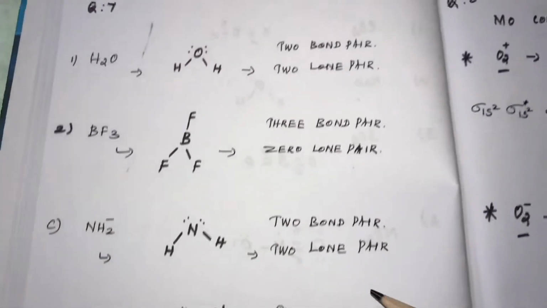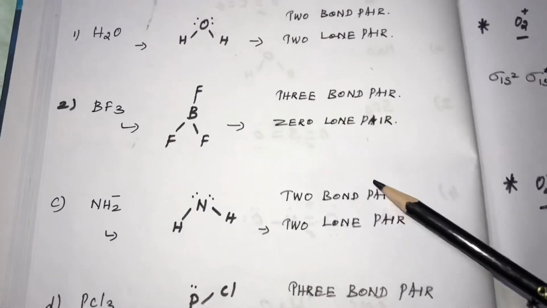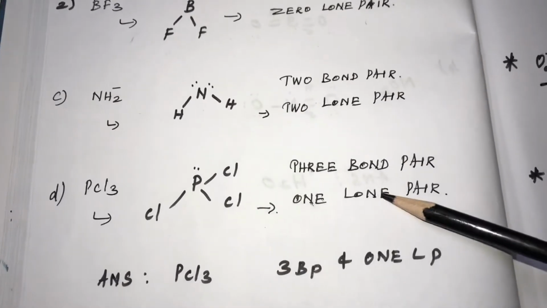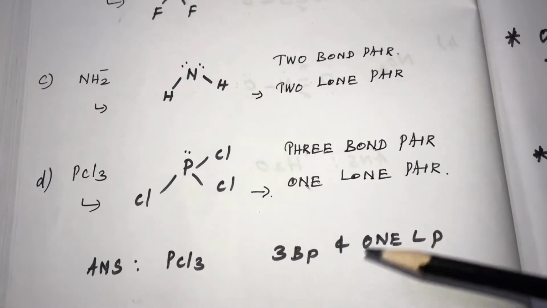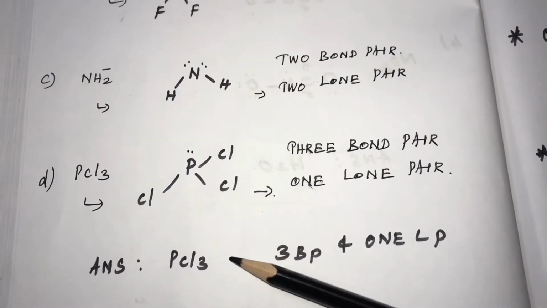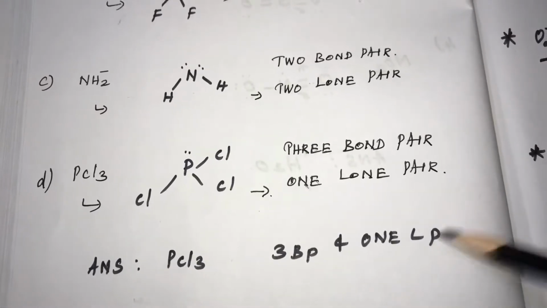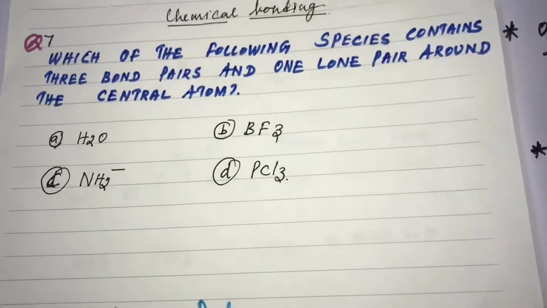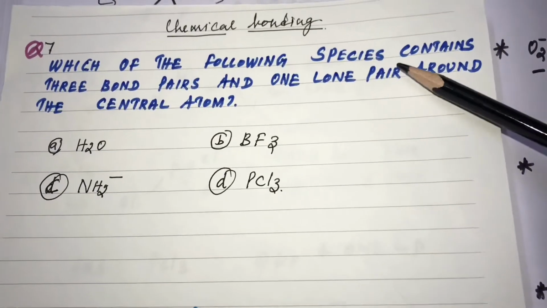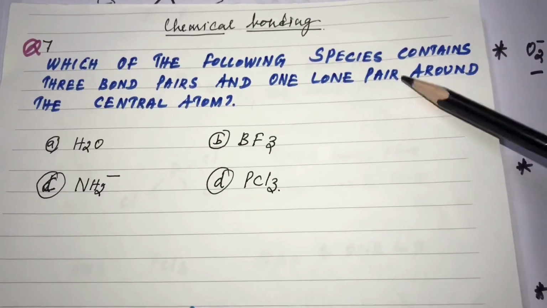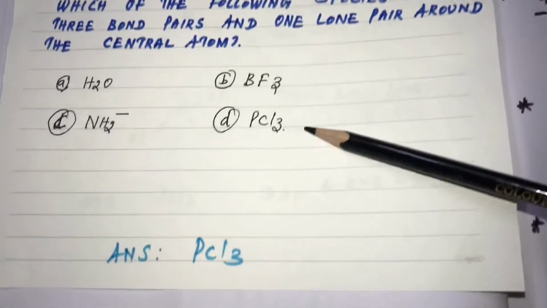The question asked is, which one of the following species contains 3 bond pairs and 1 lone pair? So, the answer is PCl3. PCl3 contains 3 bond pairs and 1 lone pair. So, in this question, the species containing 3 bond pairs and 1 lone pair, the answer is PCl3.